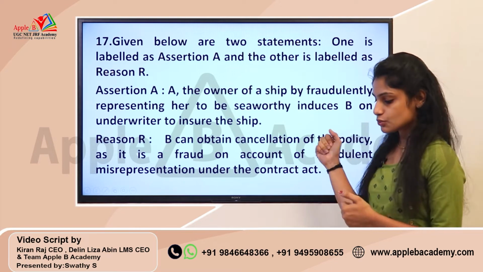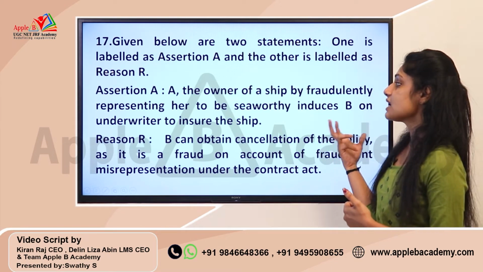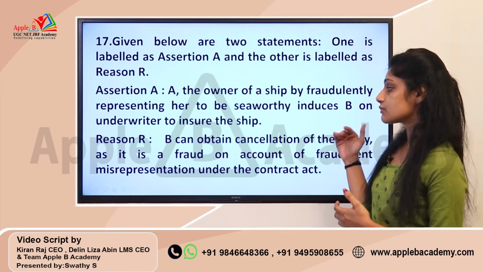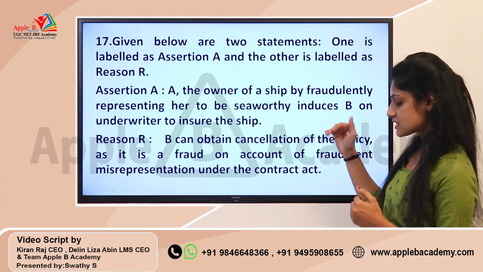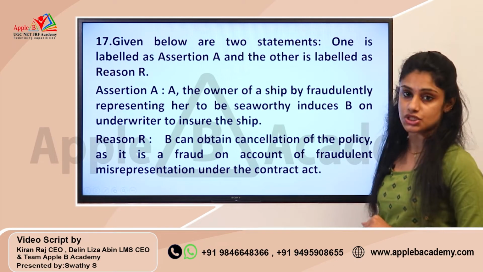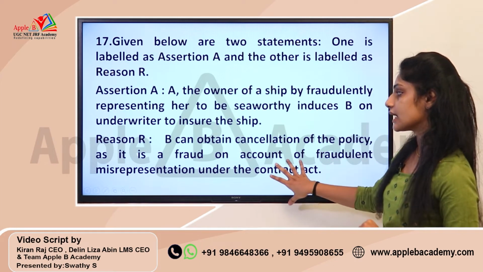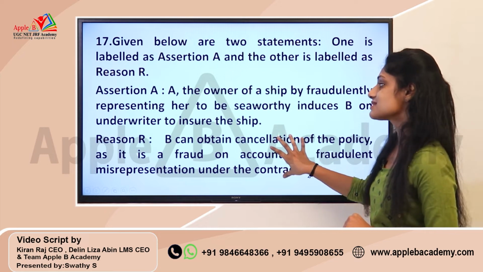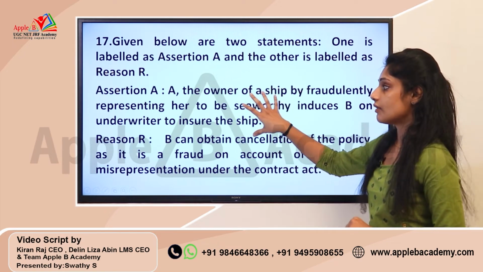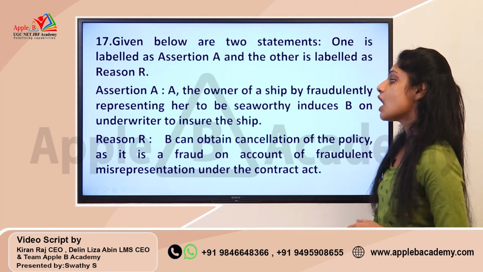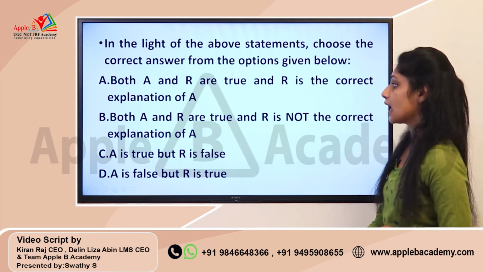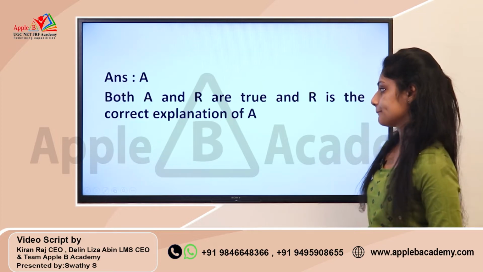So by reading this, you are able to identify that the assertion A is of course true and the reason is also correct, and this reason is actually explaining the given assertion, as it is connected with it, and the reason is saying why. So you can say that A and R are true and R is the correct explanation of A. So we'll go with option A.